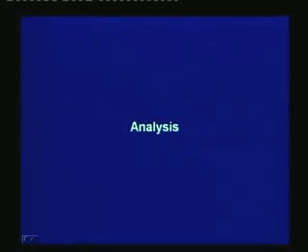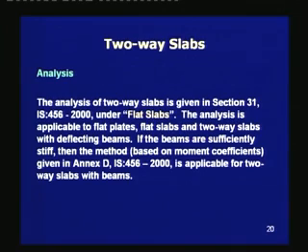Next, we are moving on to the analysis of two-way slabs. The analysis of two-way slabs is given in section 31 of IS 456-2000 under flat slabs. The analysis is applicable to flat plates, flat slabs and two-way slabs with deflecting beams. If the beams are sufficiently stiff, then the method, which is based on moment coefficients given in Annex D of IS 456-2000, is applicable for two-way slab with beams.